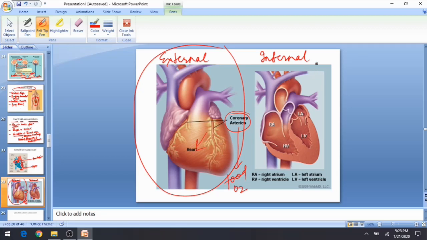If we look at my right side diagram, that is the internal structure of the heart. The human heart is four-chambered, made up of an upper and a lower part. The upper part is the atrium and the lower part is the ventricle. The four chambers are the right atrium, left atrium, right ventricle and left ventricle.